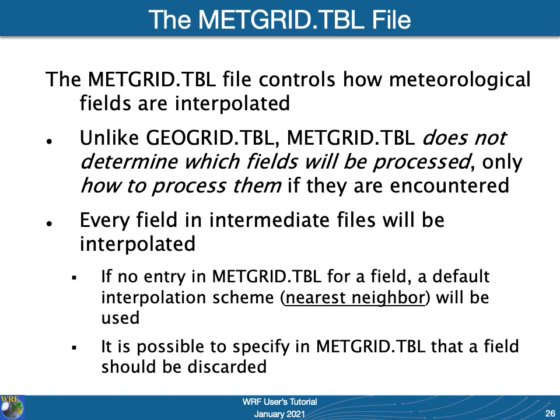And by default, the METGRID program will process every field that's found in an intermediate file. And crucial to the example that we're going to look at, if the METGRID program encounters a field in an intermediate file, and that field does not have an entry in the METGRID.TBL, the METGRID program will use a default interpolation scheme, which is a simple nearest neighbor interpolation. It's also worth noting that if you have fields in intermediate files and you don't want them to be processed by the METGRID program, you can add a keyword to an entry for those fields in the METGRID.TBL to say that those fields should be discarded.